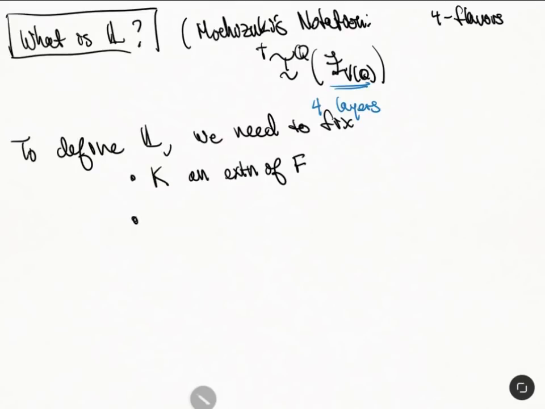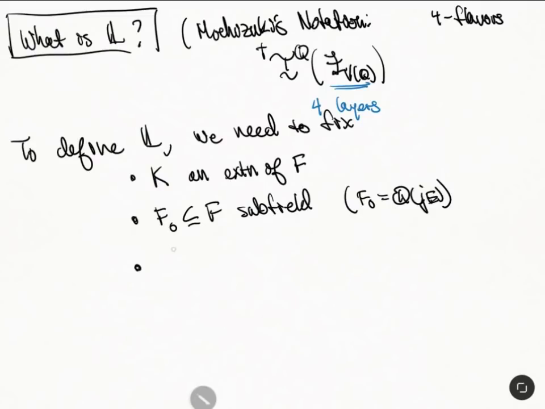And then we need to fix F naught, so this is going to be in here. So a subfield. Okay, and so in our case, F naught is going to be this field of moduli. And then we need to fix here a section.